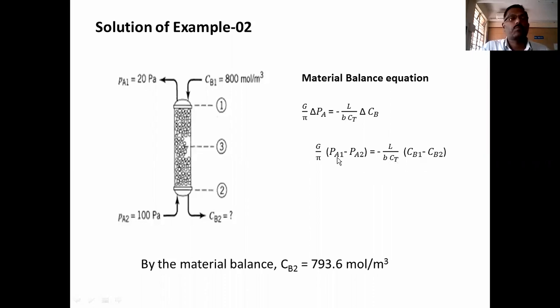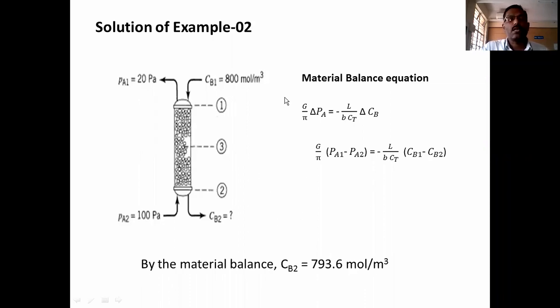We know it. So what is PA1? That is 20. PA2 is 100. What is CB1? It is 800. Calculate CB2. After putting in the values and solving this equation, we get CB2 equal to 793.6 mole per meter cube. Remember, this CB2 must be less than CB1, because CB reacts with A, which means some B is consumed. So CB2 is 793.6 mole per meter cube.